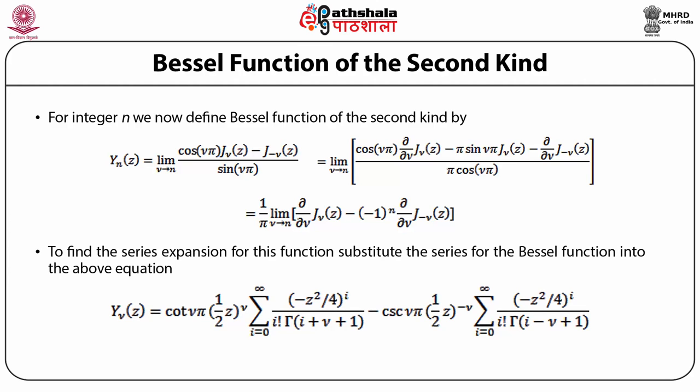To find the series expansion for this function, substitute the series for the Bessel function into the above equation. So we get Y_ν of z is equal to cot νπ times (z by 2)^ν summation over i going from 0 to infinity of (-z²/4)^i divided by i factorial times gamma of i plus ν plus 1, minus cosecant of νπ times (z by 2)^(-ν) summation over i going from 0 to infinity of (-z²/4)^i divided by i factorial times gamma of i minus ν plus 1.